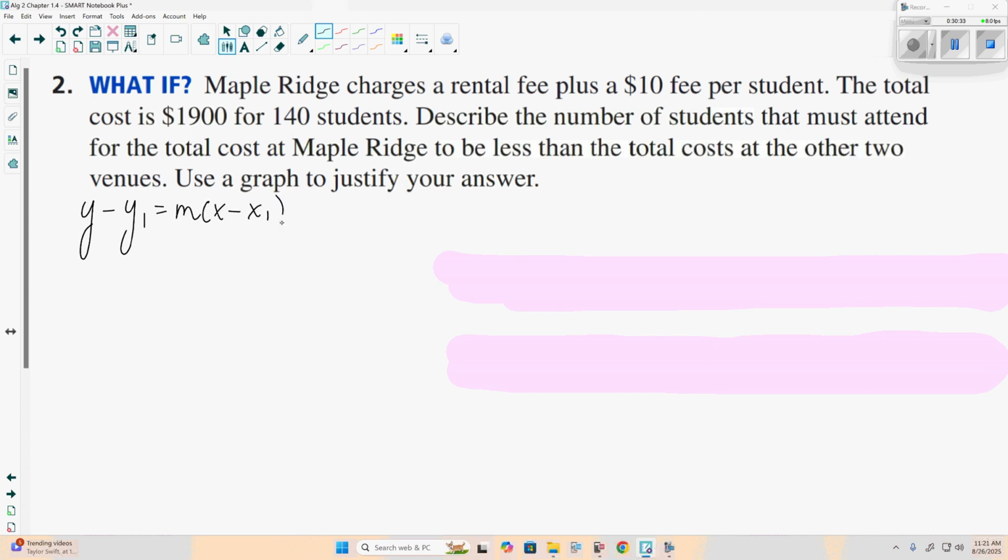And up to this point with this lesson, we've had to find the slope, yes? Did they tell us what the slope is here? Yeah, $10 per student. So we know the slope. Did they give us a point? Yes, for 140 students, it cost $1,900.